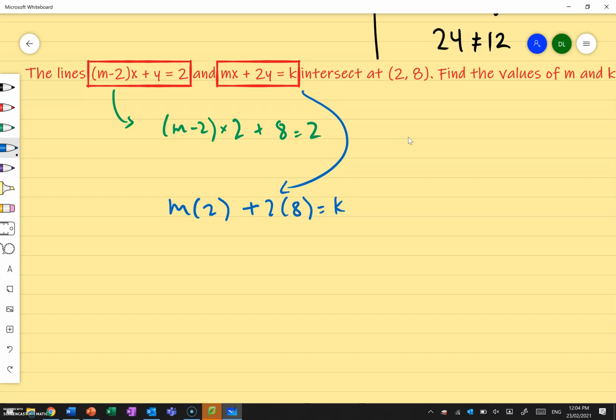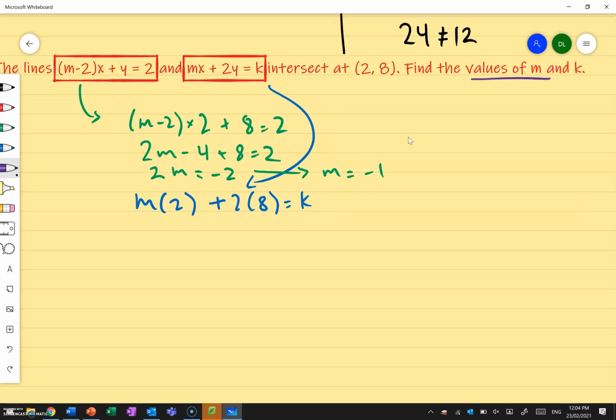I'm going to simplify the green one. I know it's getting really messy, apologies. I get 2m take away 4 plus 8 equals 2. Therefore, 2m equals 2. So that's 4 on the left-hand side. I'm going to take away 4 on both sides. Negative 2. Are we okay with that? Yeah? And therefore, m equals negative 1. All good? Lovely. We found one of our answers.